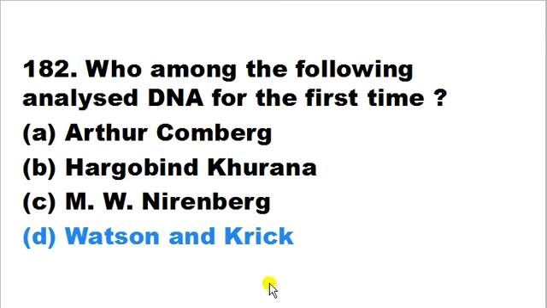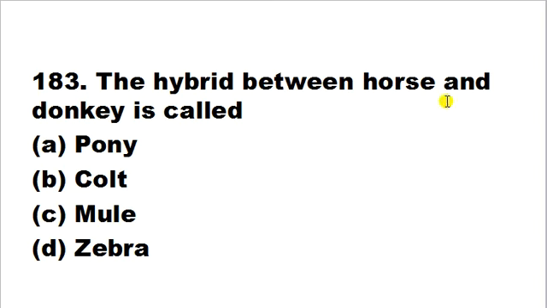The hybrid between horse and donkey is called pony, colt, mule, zebra. Its correct answer is C. That means mule is a product of a female horse and a male donkey. So it is a hybrid between horse and donkey.